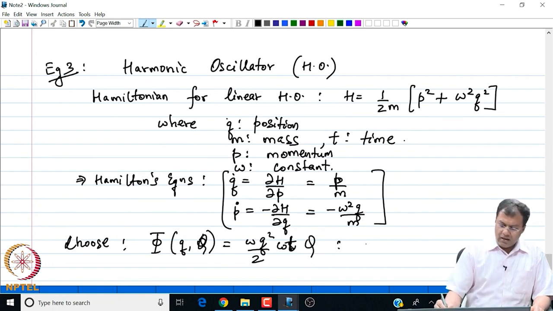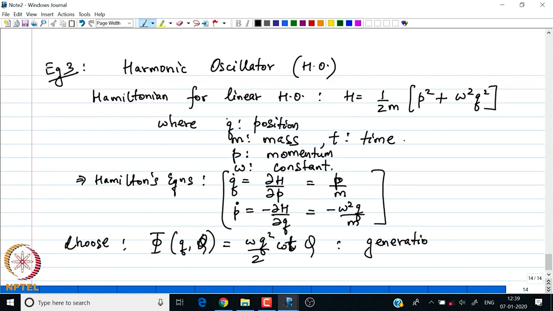So, this is my generating function that we have chosen. Again, right now the choice seems very arbitrary. In the next topic of discussion, we will see that the choice is not random, but follows a very specific set of equations, or the Hamilton-Jacobi equation. So, let us assume the generating function of this form. From here I can describe my variables.